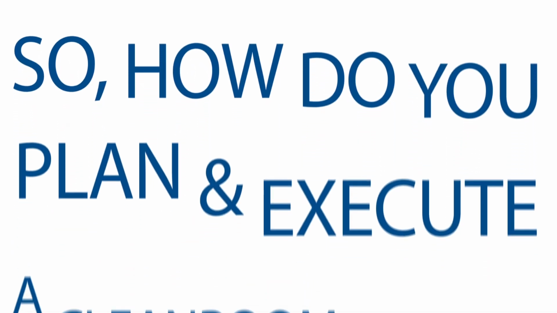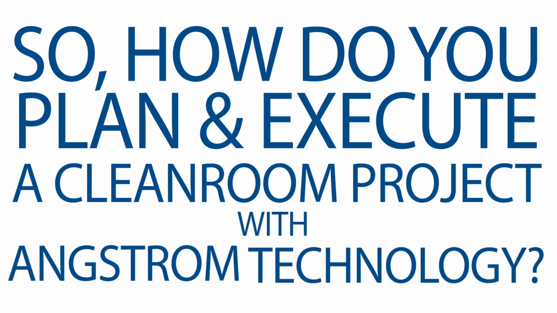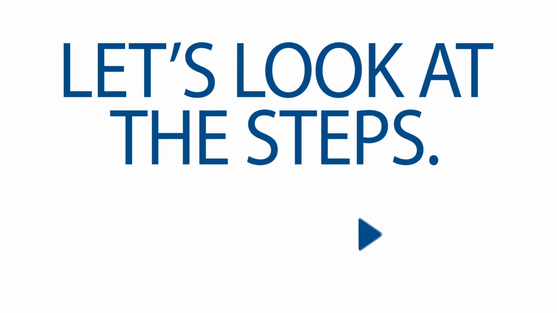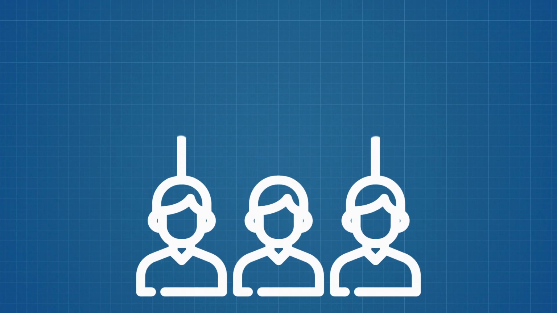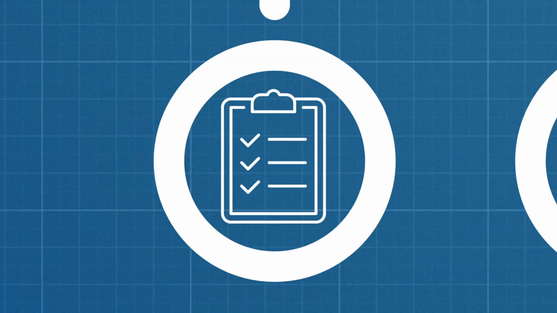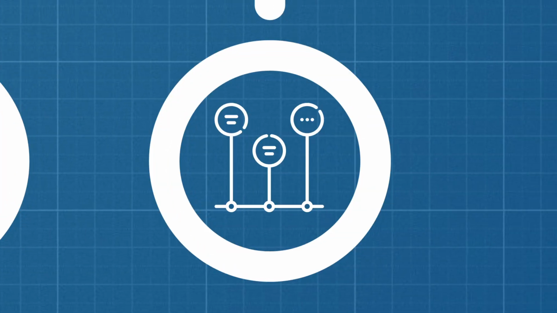So, how do you plan and execute a clean room project with Angstrom Technology? Well, it's actually pretty easy. Let's look at the steps. 1. In our discovery process, we take the time to learn about your needs and discuss the project in detail. Once we understand your requirements, we are able to formulate an accurate plan, budget, and timeline.